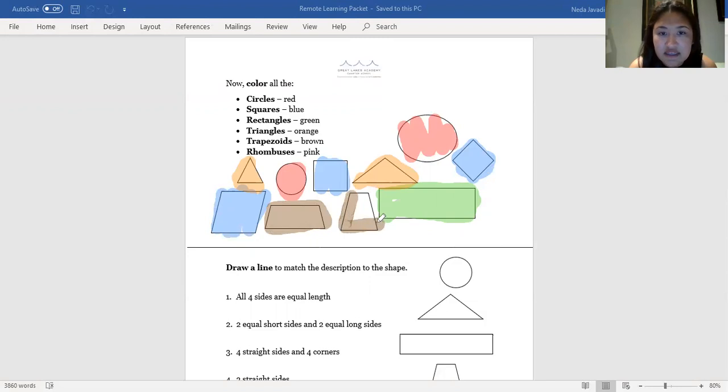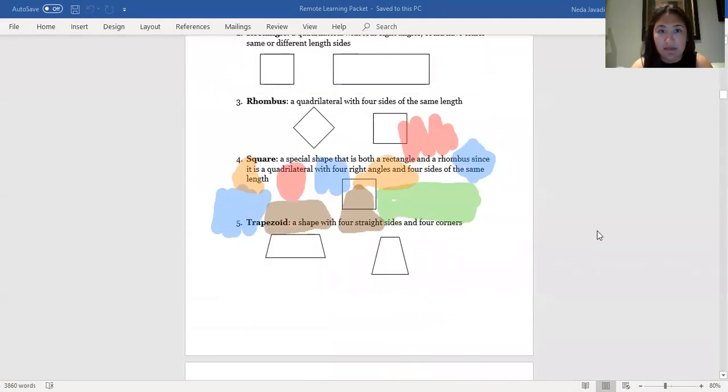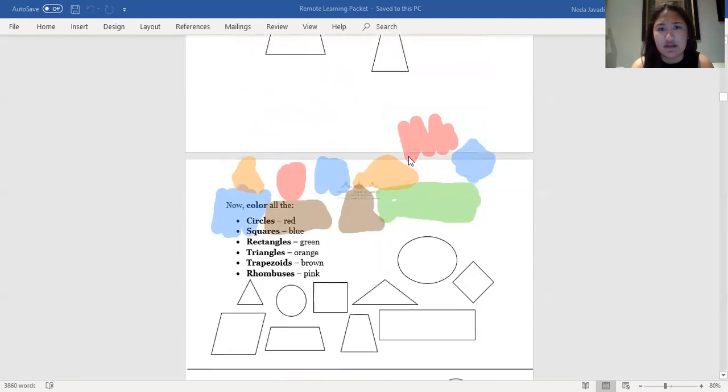And color this one in. Yep, we got 2 trapezoids on there. And rhombuses are pink. So if you need to, you can go back up to where we had our pictures of the rhombuses and look at what it says. It says a rhombus is a shape with 4 sides of the same length.